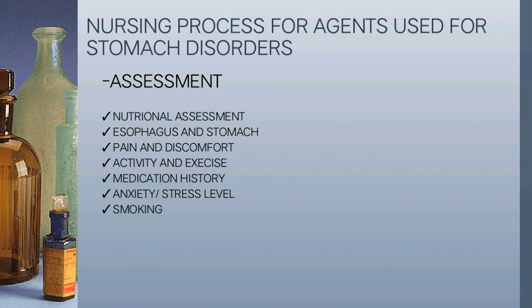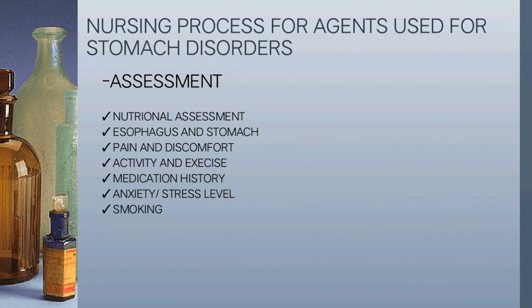Ask the patient to describe any symptoms in their own words. And we need to assess the pain or discomfort. Ask the patient to describe the onset, duration, location, and characteristics of pain or discomfort. Next is to assess the activity or exercise. Just ask the patient what type of work or activities he or she performs. And in medical history, just question our patient what self-medication has been tried and what prescribed medications are being taken. Next, we have anxiety or stress level.